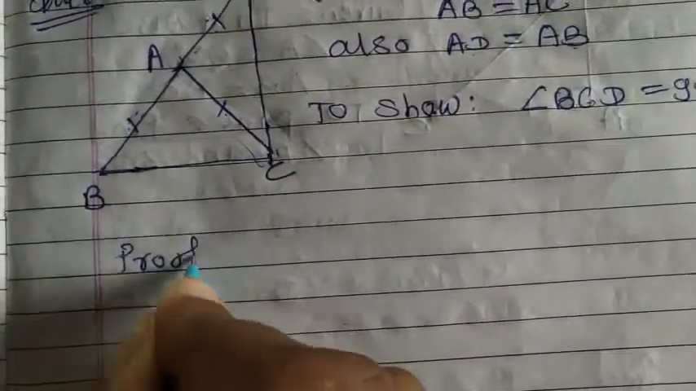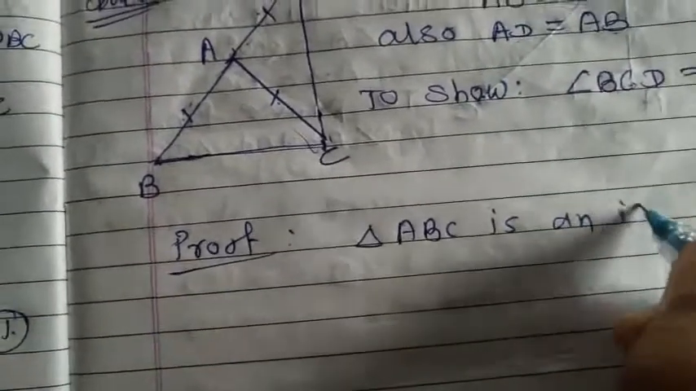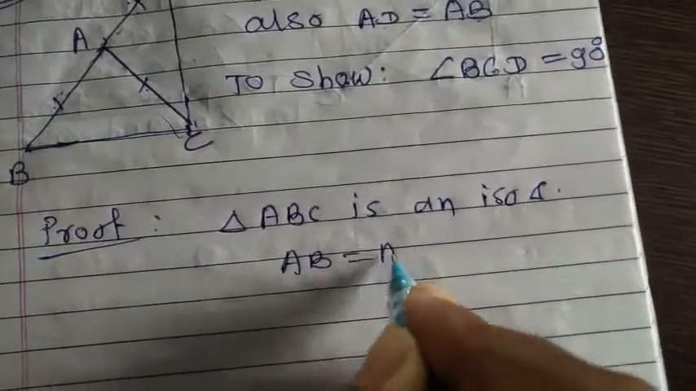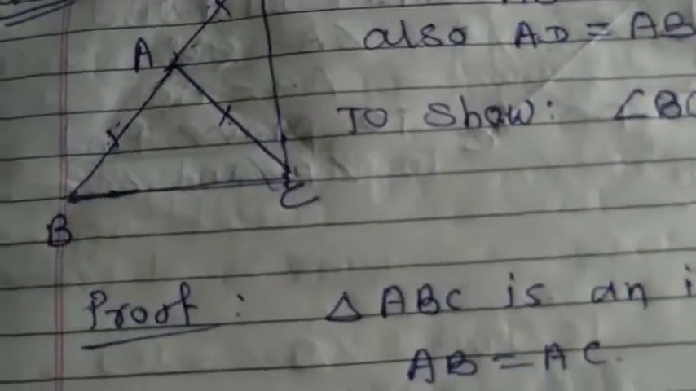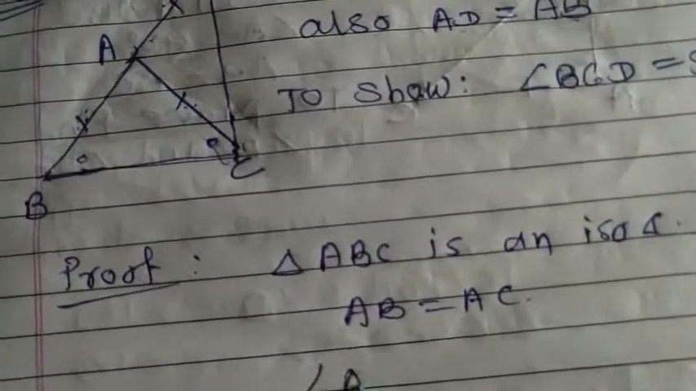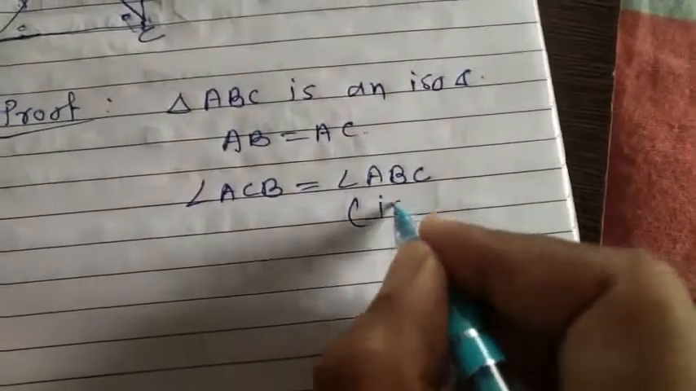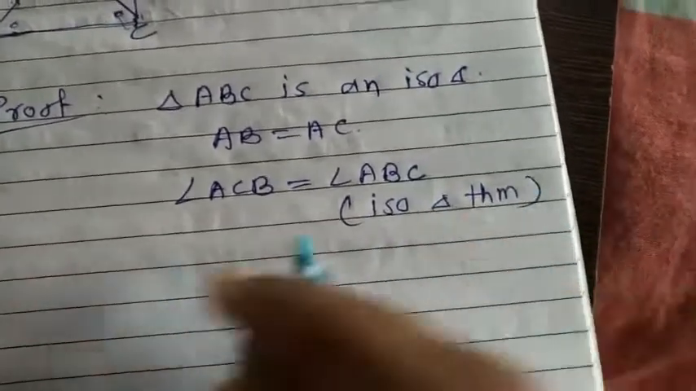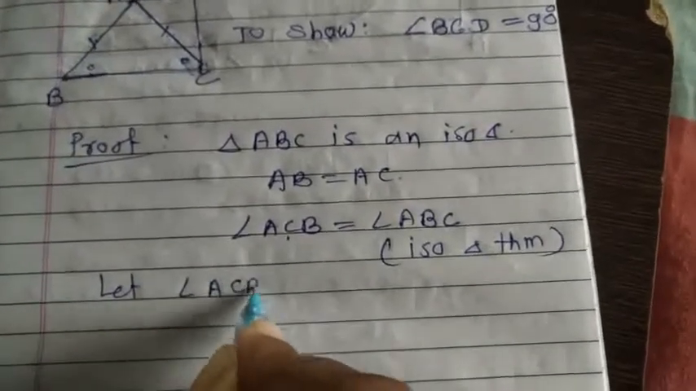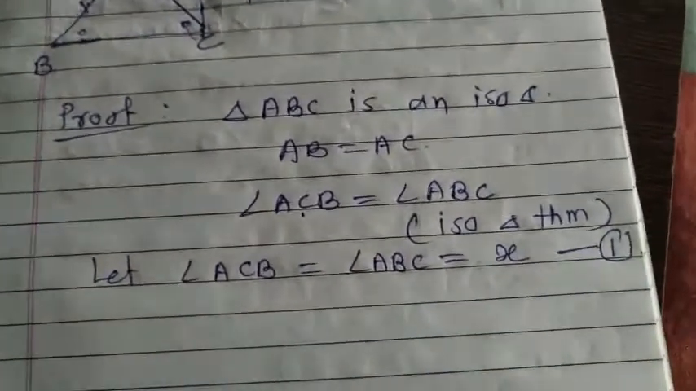Proof. Triangle ABC is an isosceles triangle and the equal sides are AB is equal to AC. Use the isosceles triangle theorem. If two sides are equal, angles opposite to equal sides are also equal, means angle ACB is equal to angle ABC by the isosceles triangle theorem. Now suppose both the angles are equal, and let the measure of both the angles ACB and ABC be x. Give equation number 1.